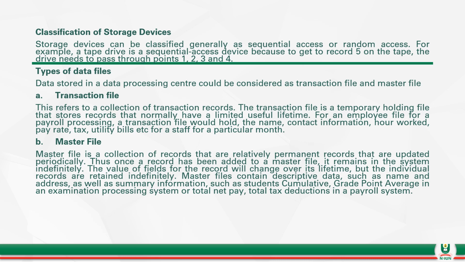Types of data files. Data stored in a data processing center could be considered as transaction file and master file. A transaction file refers to a collection of transaction records. A transaction file is a temporary holding file that stores records that normally have a limited useful lifetime.